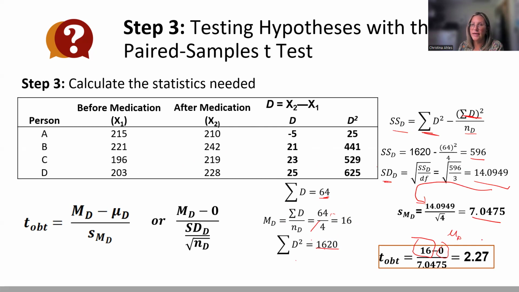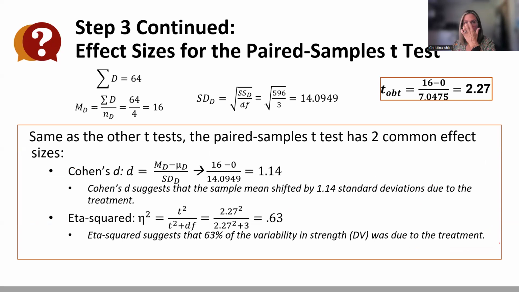And then we plug in our estimated standard error here, 7.0475. And here is our test statistic, 2.27. And that is the value you compare to your critical value, that 2.27. But we're still not done with step 3. We have more. So we need to calculate an effect size. Two most common effect sizes are Cohen's d and eta squared.